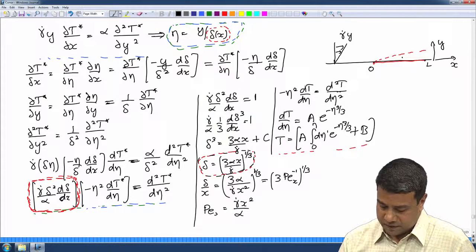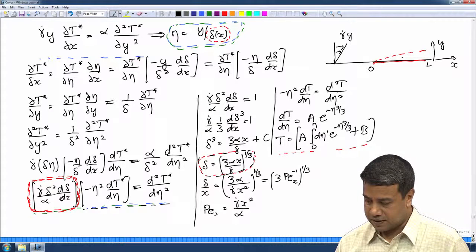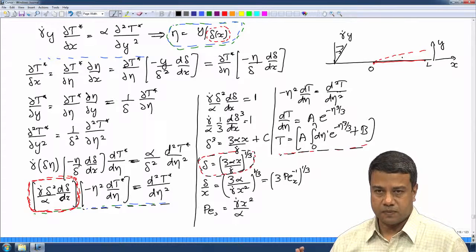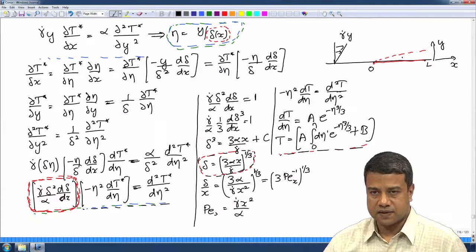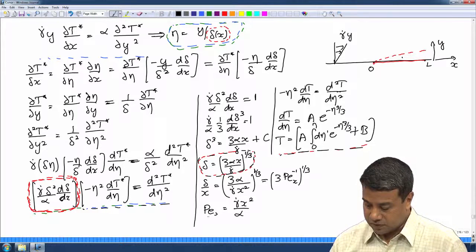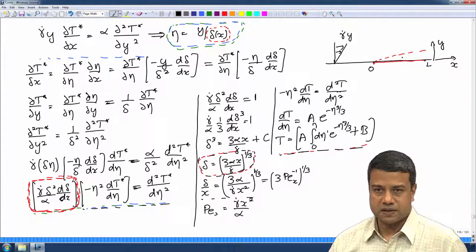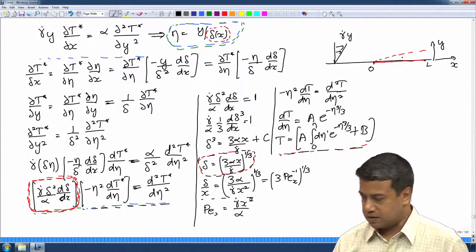The equation for the temperature field was basically minus eta square dt by d eta is equal to d square t by d eta square, and we had got the solution. That solution turns out to be exactly the same in this problem as well, because the equation for the concentration field in terms of the similarity variable is identical to what I had for a flat plate. Therefore, the solution is the same. What changes is the solution for the boundary layer thickness as a function of the downstream coordinate. In the previous case, that was in terms of the downstream distance x. In the present case, it is in terms of the angle theta. So, that is the only thing that changes.